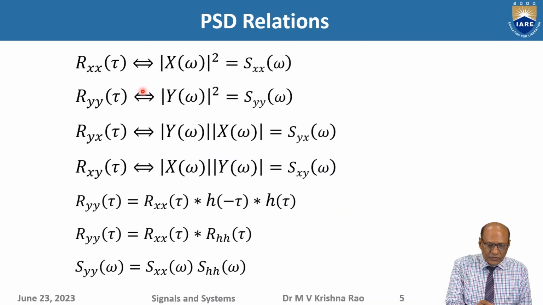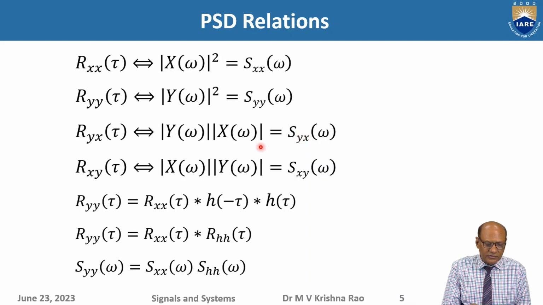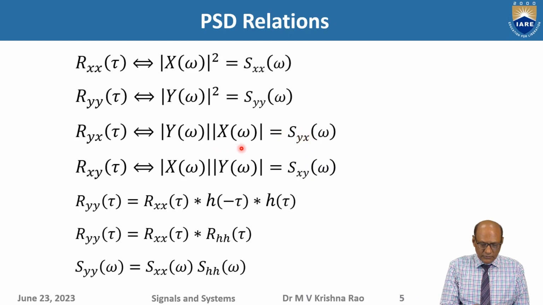Here I am using double X. These two I already discussed; they form a Fourier transform pair, and these two also form a Fourier transform pair. Here is the new equation: the cross correlation R YX and S YX. This is called the cross power spectral density. I will explain some theory about this. These two form the Fourier transform pair.